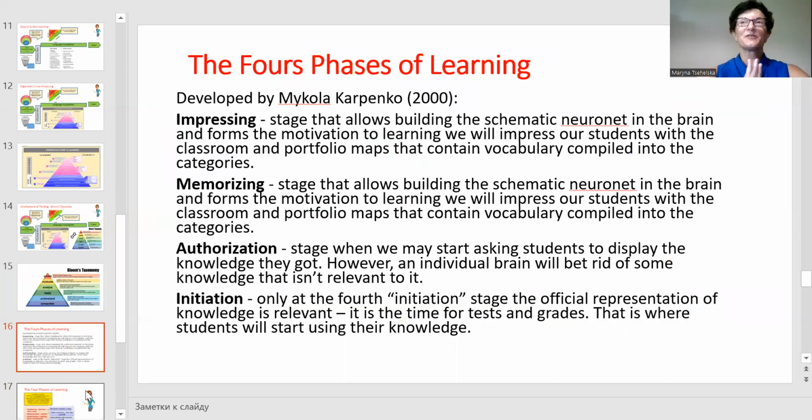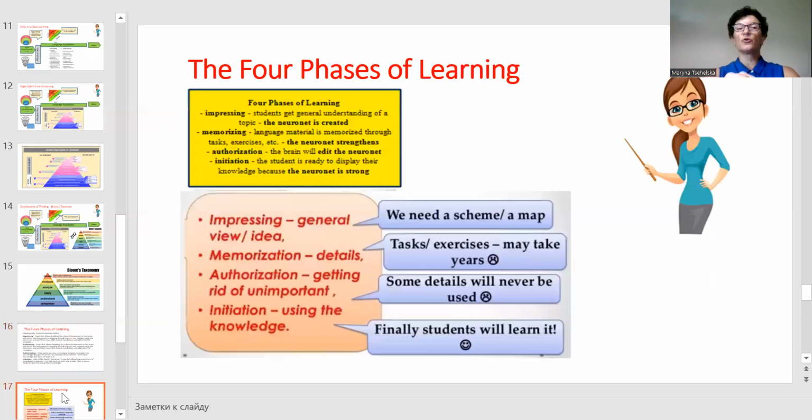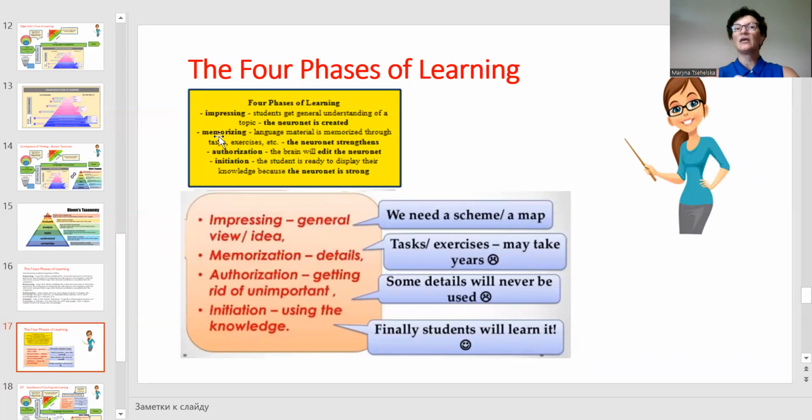So now to this schema, we'll add my favorite hypothesis. It is about the 4 phases of learning. It is very close to the spiral curriculum, and it tells us about the 4 phases of learning. It is how we remember. It says that we can't stick this knowledge into our brains with simple memorization only. We need to go through the phases of impressing, memorizing, authorization, and initiation.